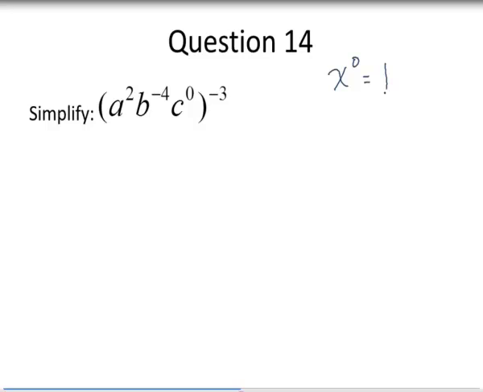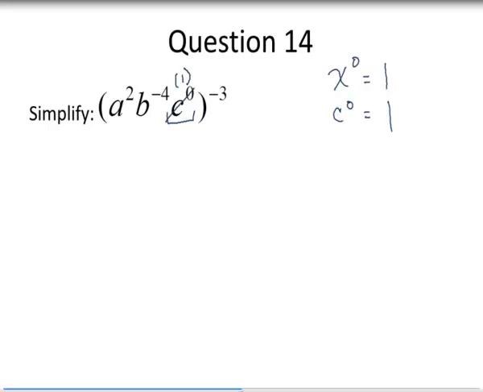Any number to the 0 power is just plain old 1. Not x to the 1, not a to the 1. It's just plain old 1. So that's the first thing I notice when I look at this question, is this c to the 0 power. I can get rid of this. C to the 0 power equals what? 1. So I can replace this with a 1, can't I?